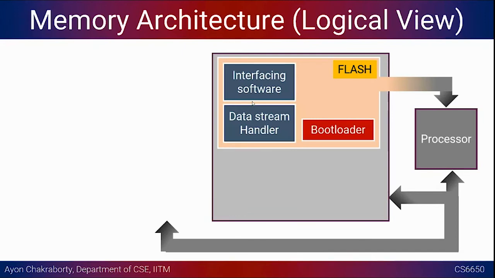Okay, so now I'll come to the memory architecture. First is kind of a logical view. What are the different components in the memory? As I said, the flash memory is one of the first things that should come into our minds. It has these two parts. One is the interfacing software as well as the data handler, which we call the application program. And there is something very special called a bootloader. We are going to talk about that. That is also a piece of code that resides in the flash memory, separate from your application program. So in your flash memory, there are two things that will exist.